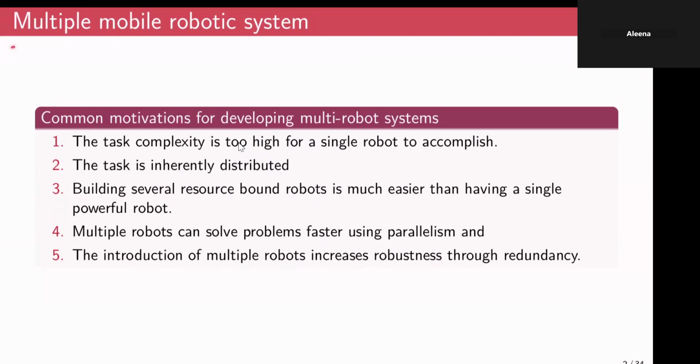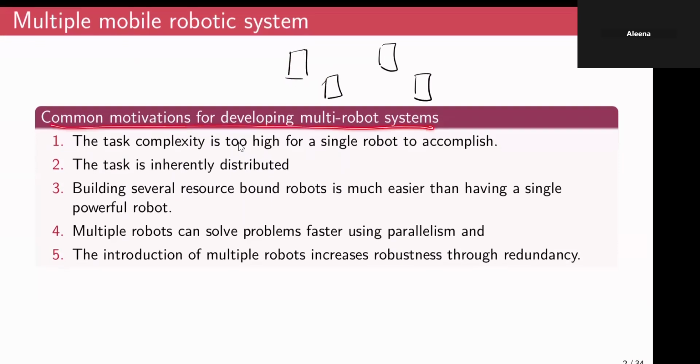So the first topic for this week is multiple mobile robotic systems, which essentially facilitates cooperation between multiple robotic systems. We could have multiple mobile robots in an environment, and each of these robots within the system should coordinate to realize some tasks. So, what are the common motivations for developing a system that has multiple robots? First, the task complexity is too high for a single robot to accomplish.